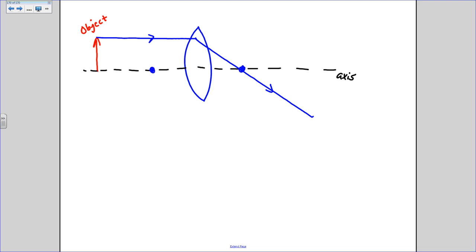Rule number two says through the focal point and then parallel to the axis. Through the focal point, right there, and then parallel to the axis. This is rule number two, and this is rule number one. You only need two rays to figure out where an image is, and in this case, my image is right here, where these two rays cross, and it's going to look like this.